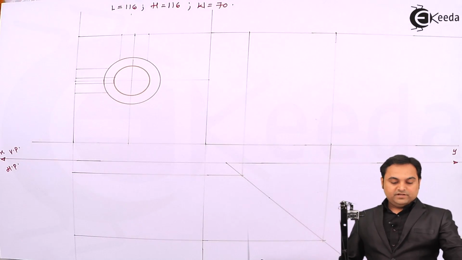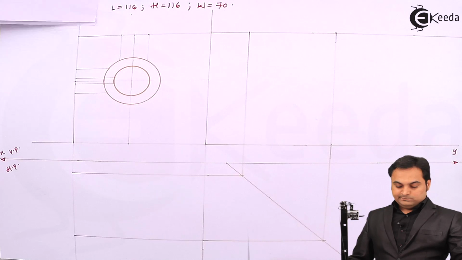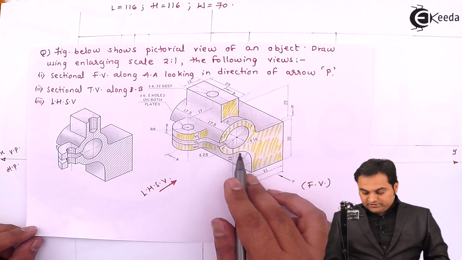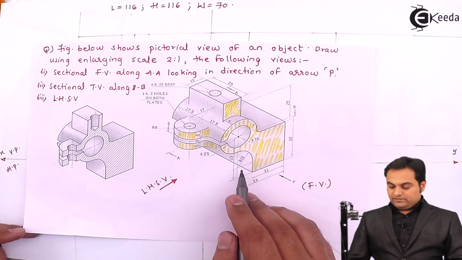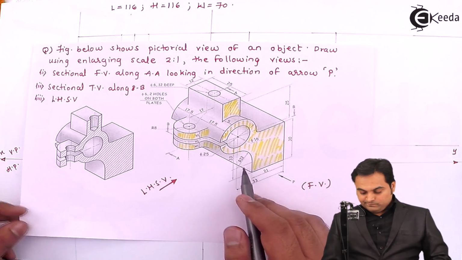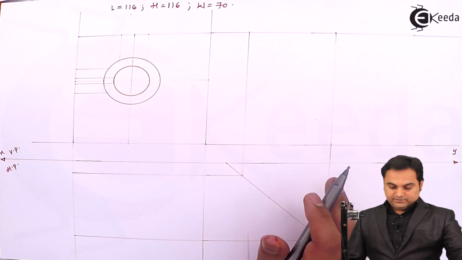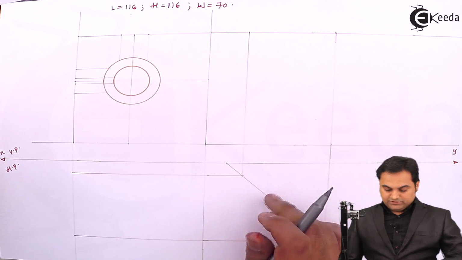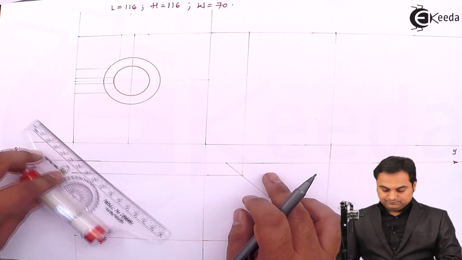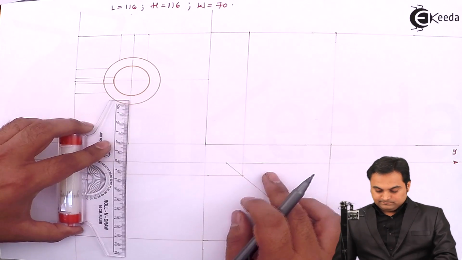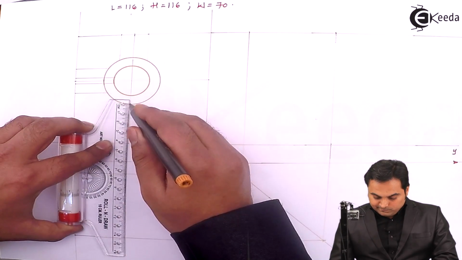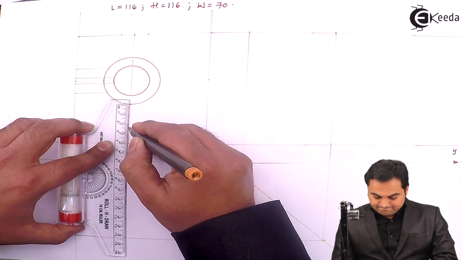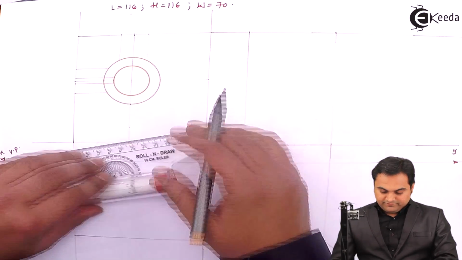Then after that, here there is a portion having radius 12, so that will become 24 for us, and for that it is a quarter circle. So here I'll measure the radius 24.